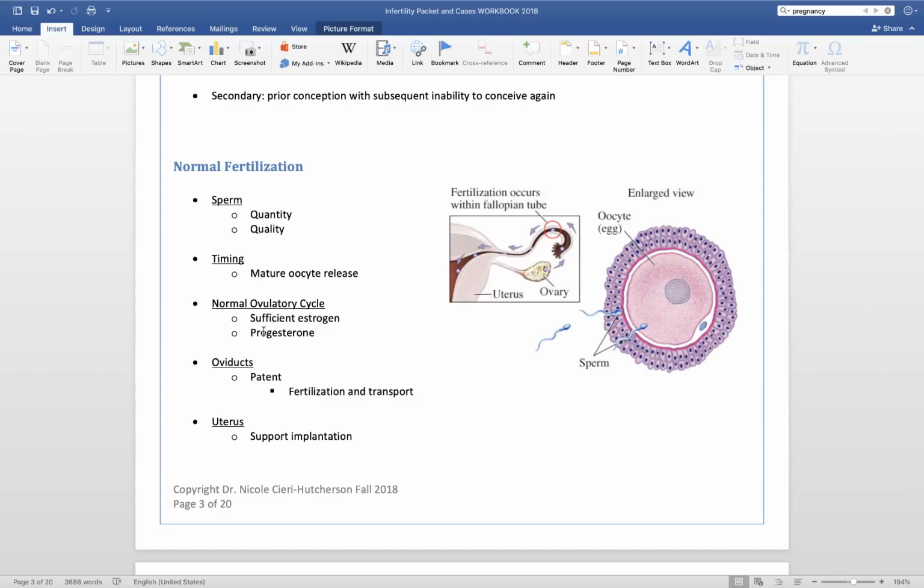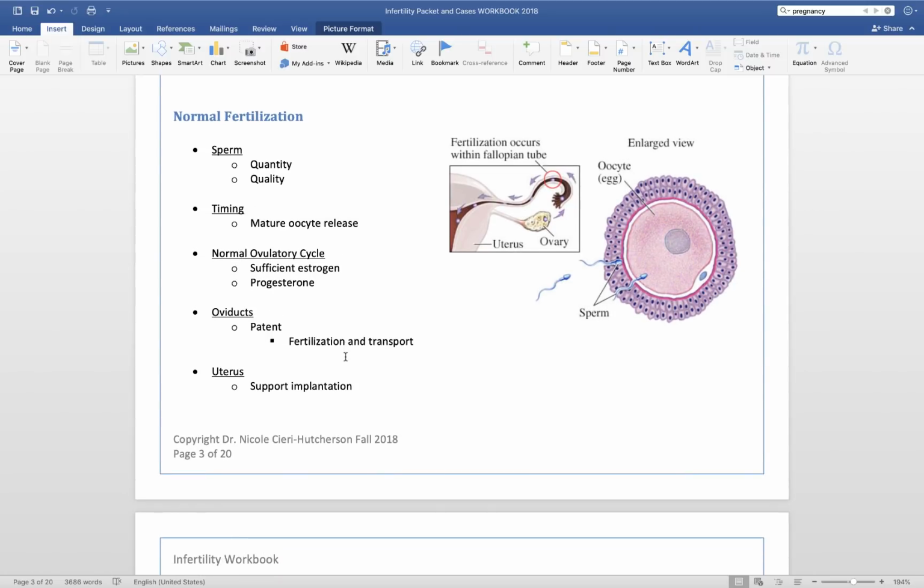So they also have to have a normal ovulation cycle, so a sufficient amount of estrogen to trigger an LH surge, or a sufficient amount of progesterone in the latter half of the cycle in order to maintain an appropriate endometrium for implantation. Then the oviducts or the fallopian tubes have to be patent to allow for fertilization and transport. Things such as sexually transmitted infections and pelvic inflammatory disease, so chlamydia, gonorrhea, can lead to scarring of the oviduct and fallopian tubes and increase the risk of infertility.